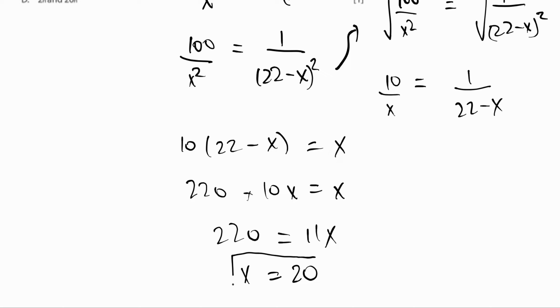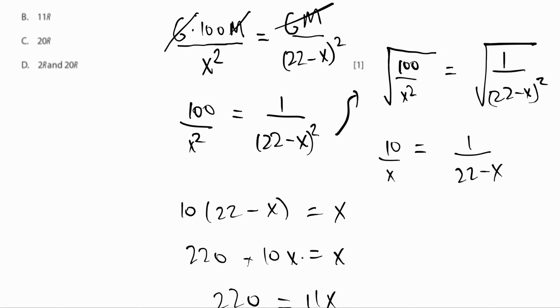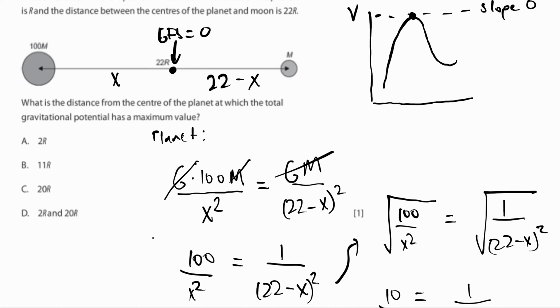And so 20r is the distance where the gravitational field strength is 0 and the gravitational potential is also at its maximum. So that's your answer.